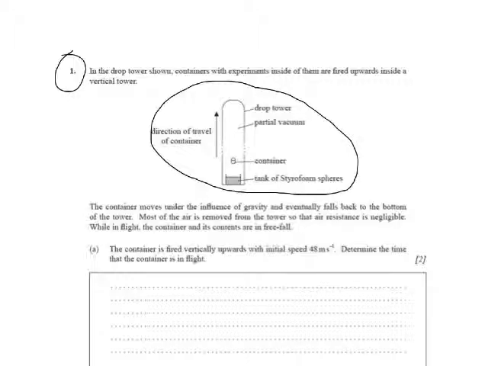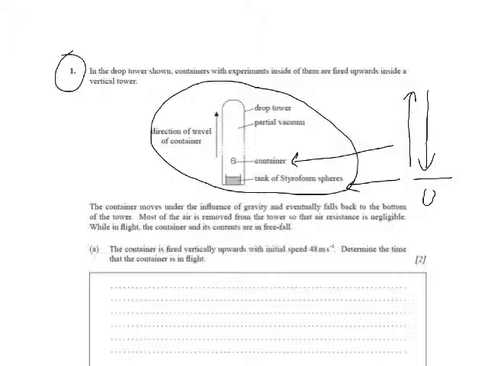And in order to perform experiments, small containers inside that big tower are launched. And then we have a little tank here of styrofoam spheres. So you can imagine this little container being shot up into the air and then landing on these styrofoam spheres and probably sinking to make a hole. Let's have a look at question A.